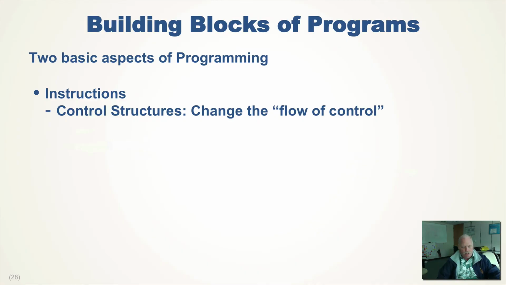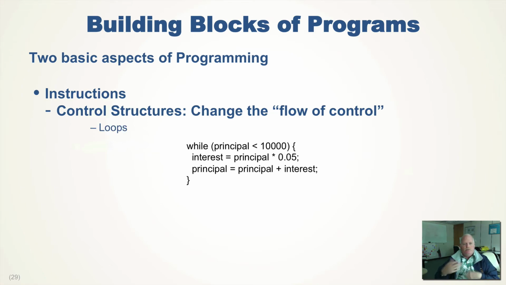So instead of going just 1, 2, 3, 4, 5, 6, we go 1, 2, and then if something's true or false, maybe we do 7, 8, and then we go back to 3. So it's a way of changing the flow through those instructions that we put into the high-level language and eventually into the machine language. Because again, we're getting eventually to the machine language instructions.